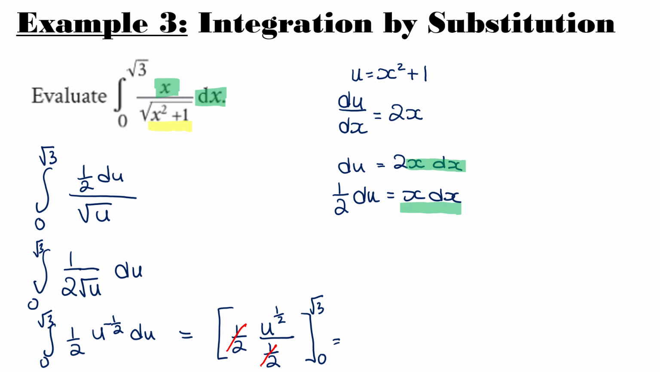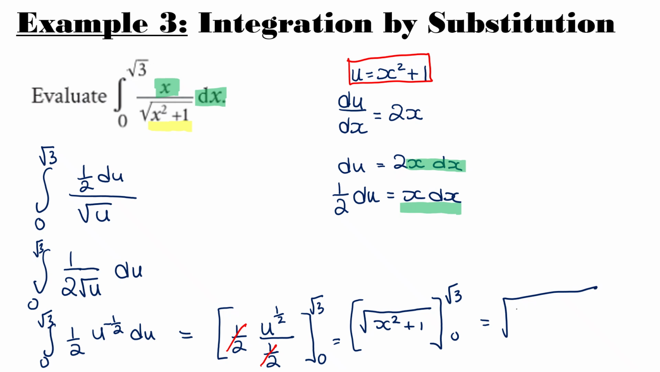So u to the power of a half, we want to make sure before we do any substitution, remember the limits are for x. So we're going to do back substitution, which means we're going to plug back in. So that is the square root of x squared plus 1. And we're going to evaluate that between root 3 and 0. So that is the square root of root 3 squared plus 1, and then we're going to take away the square root of 0 squared plus 1. That is 3 plus 1, which is 4. So we get 2 minus 1. And our final answer is 1.